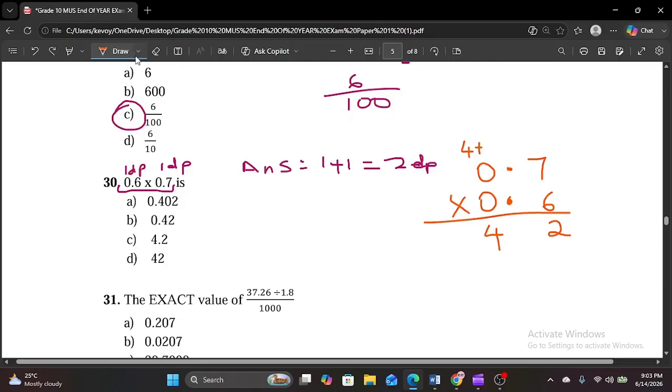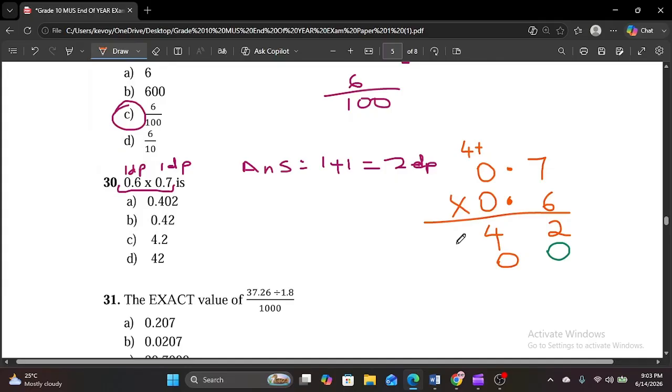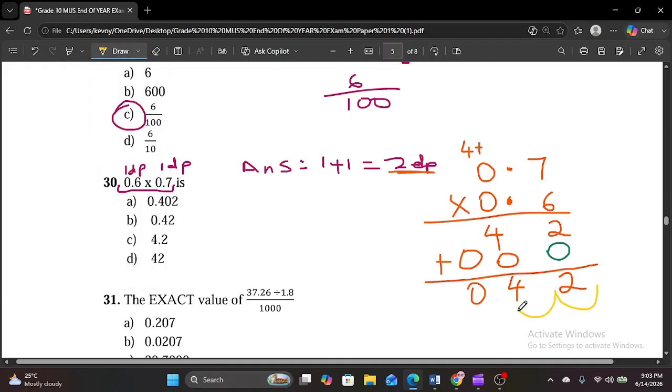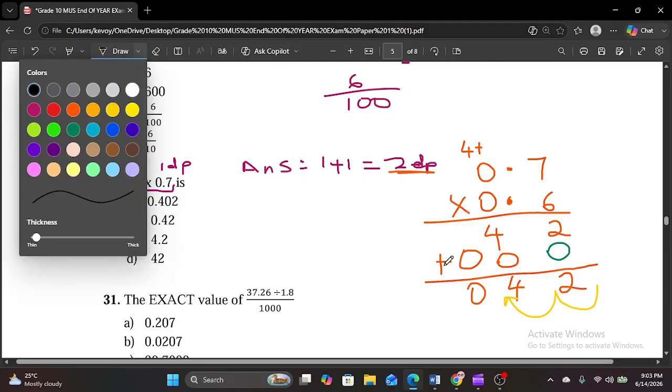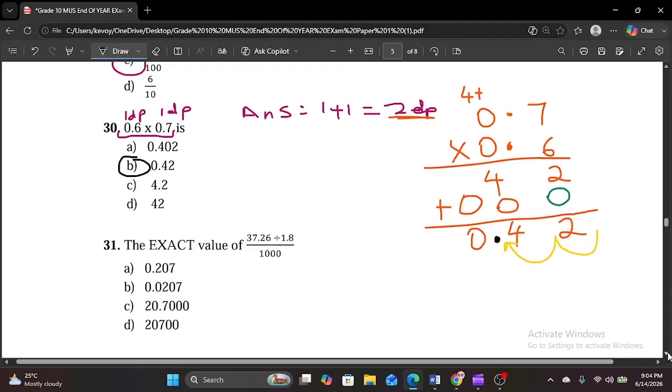So let me put the placeholder in a different color. Placeholder 0, and then you multiply by 0 afterwards. So 0 times 0. You add, that's going to be 2, 4, 0, and your answer should have 2 decimal places. That means your point should come before 2 numbers. So that's 1, 2. Your answer should be equal to 0.42. So that's going to be your answer right here.